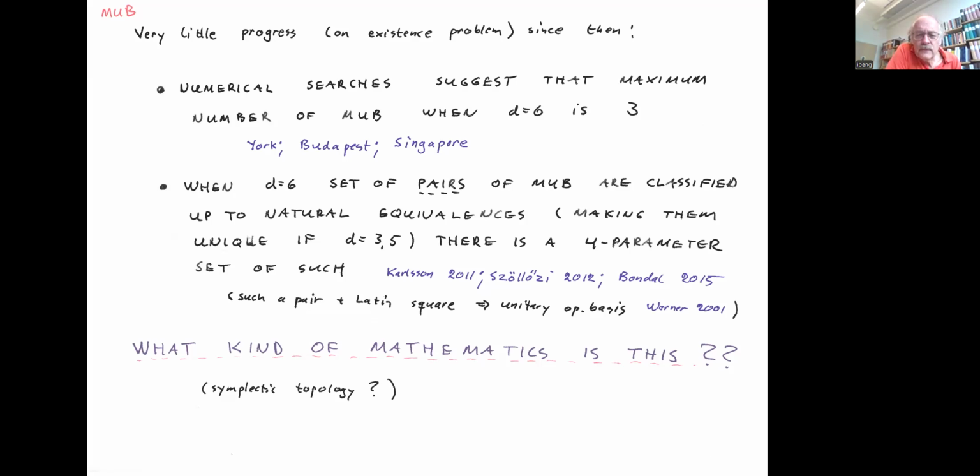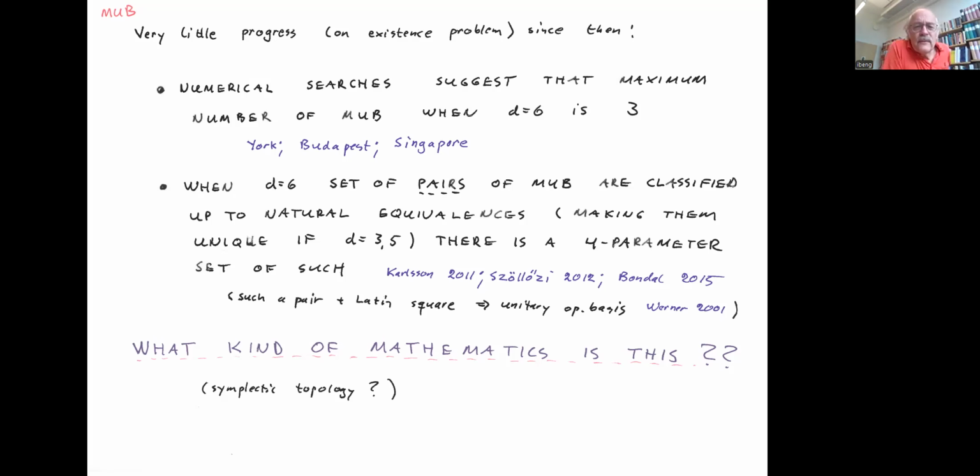This was established in a series of papers by Carlson, Schlössi, and Bondal. This is a bit counterintuitive, because there's a well-known construction by Werner, which says that if you have a pair of mutually unbiased bases, and you also have available a Latin square of the appropriate size, there are many of those, then you can construct unitary operator bases from these ingredients. So the set of unitary operator bases in dimension 6 is huge. It's much larger than it is in prime dimensions. Nevertheless, it seems as if complete sets of MUBs are possible only in prime dimensions, which is a bit strange.